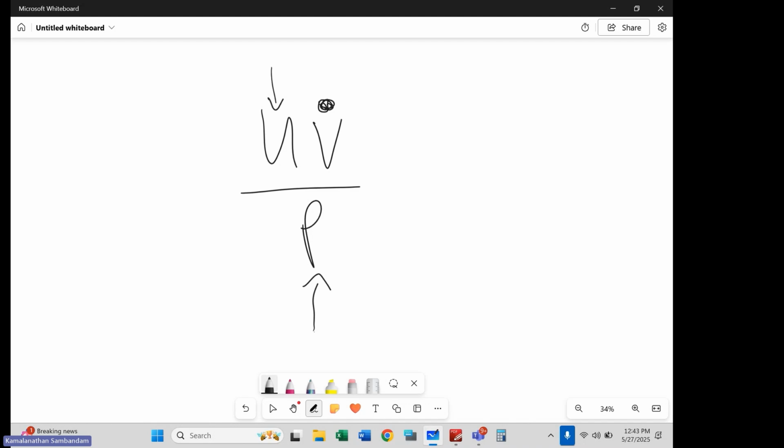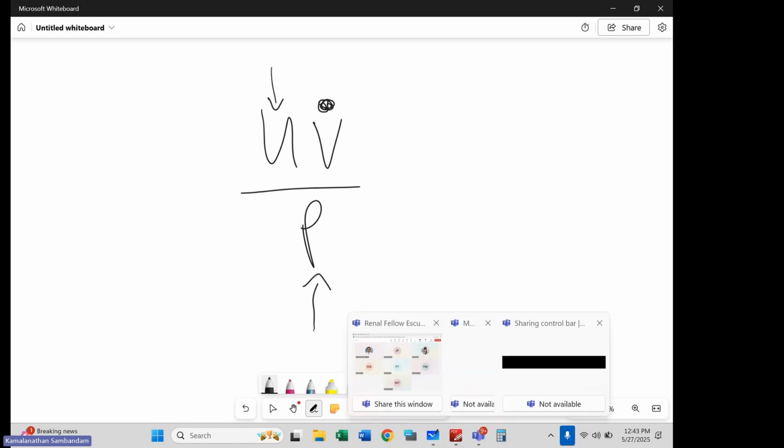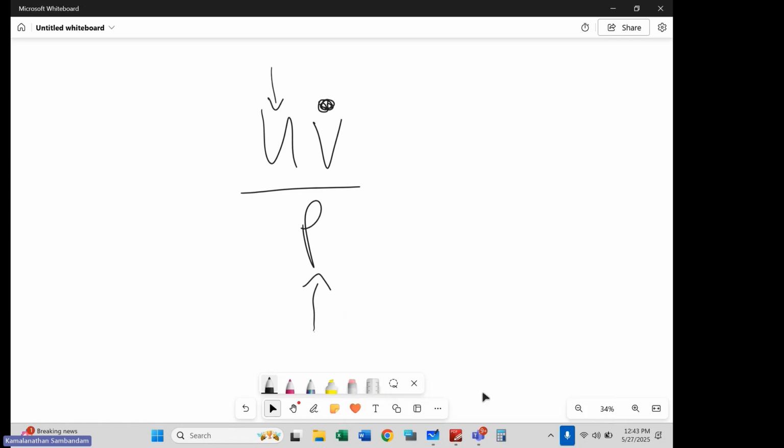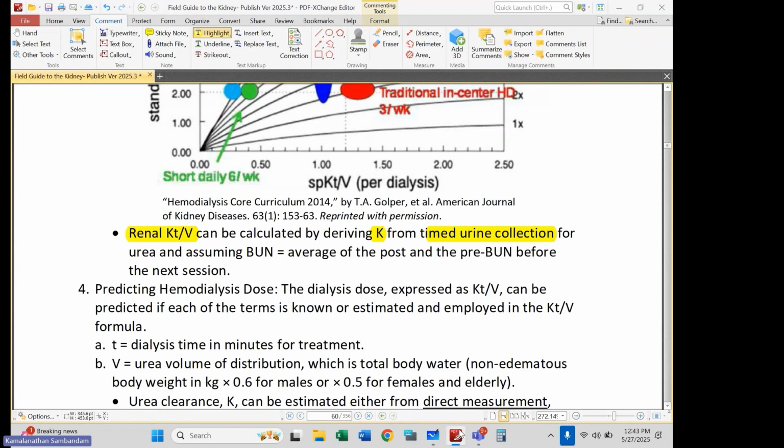If I want to calculate a KT over V, it's generally urea-based clearance that informs a KT over V, although in principle, you can speak of KT over Vs with phosphates and KT over Vs even with creatinine by convention. Urea is the marker of clearance that we use in the standard practice of dialysis dosing. So same formula, instead of creatinine in the urine, creatinine in the plasma, you're using urea in the urine, urea in the plasma to calculate a renal KT over V, okay?